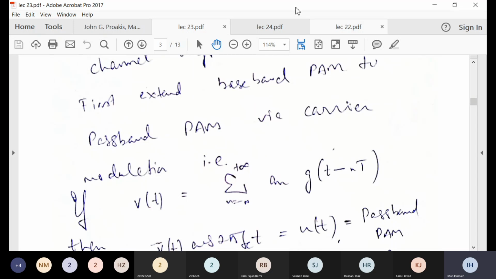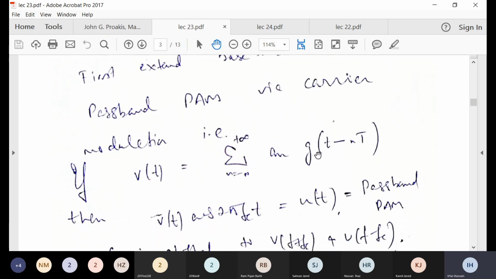Now first of all, I will transfer my PAM to a passband PAM. Now how do we do that? We have just seen in chapter 3 that you have a baseband signal, you multiply the signal with a high frequency carrier. This message signal, or your baseband signal, or your low pass signal, is multiplied with the carrier, and this will give you the modulated signal.